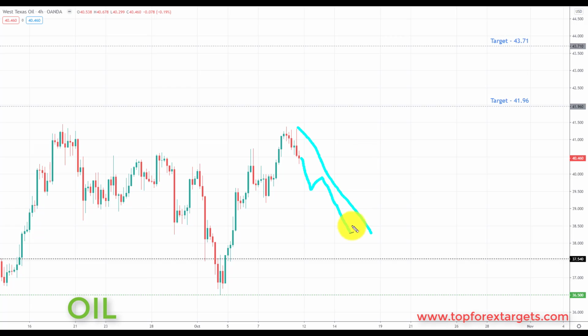And if we start to break out to the upside in this market, we're going to be looking at initiating longs up towards the next key area of resistance, the upside target set, at the 41.96. And if we can get a break through here, we're going to be looking up towards the next key area of resistance, the upside target 2, at the 43.71.